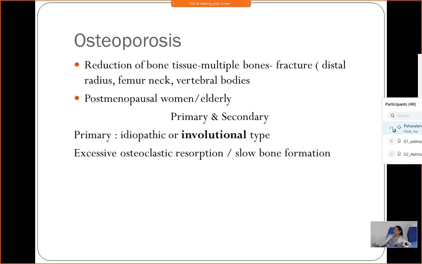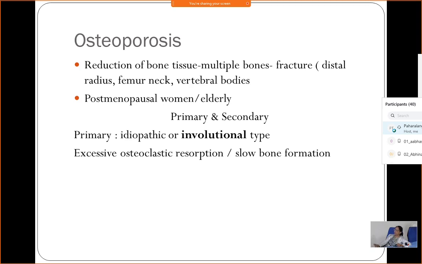Who are the susceptible people? It happens mainly in postmenopausal women and the elderly. It is more common in women compared to men. It can be primary or secondary. Primary is the one which happens with postmenopausal and senile cases. Secondary is due to disuse.